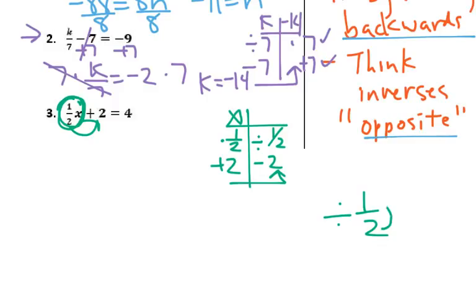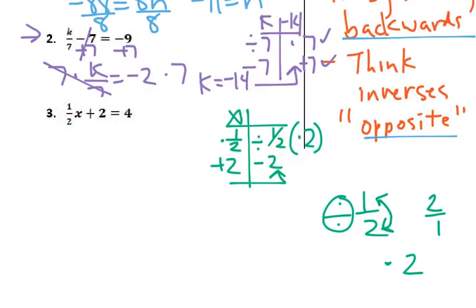What we do is we find the reciprocal, so 2 over 1, which is just 2, and we do the reciprocal, which is times. So dividing by 1/2 is the same as timesing by 2. And timesing by 2 is easier to think through.